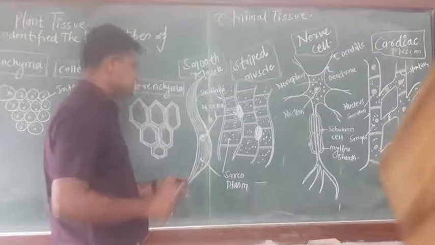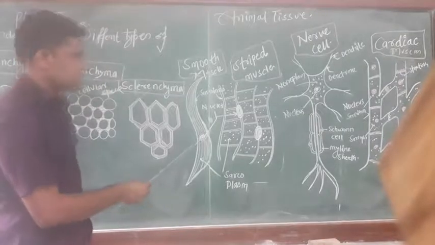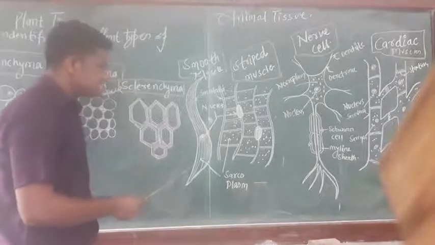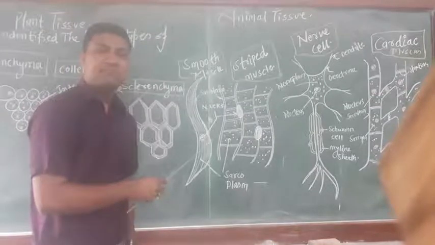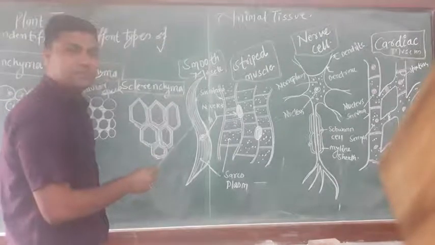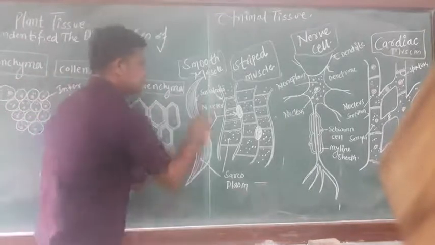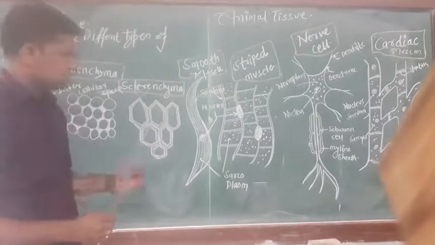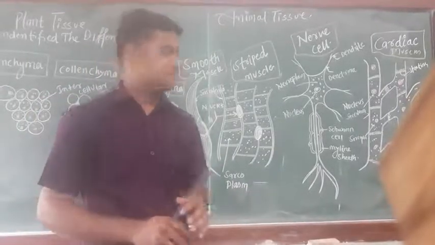Smooth muscle has a tapering end. It has a nucleus. The strips found in the smooth muscle are called sarcofibers or myofibrils. That is the nucleus and that is the sarco or myofibrils. The outer layer of these muscles is called sarcolemma. That is the smooth muscle, usually found in involuntary places.